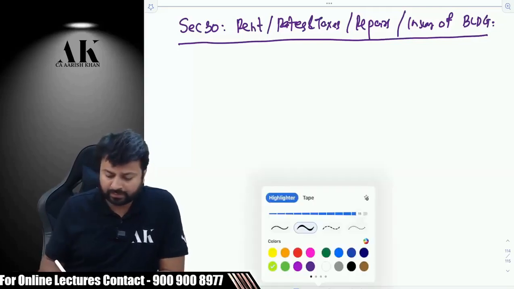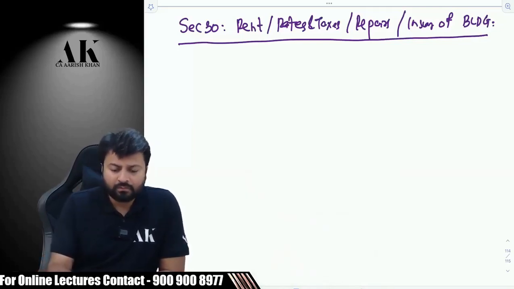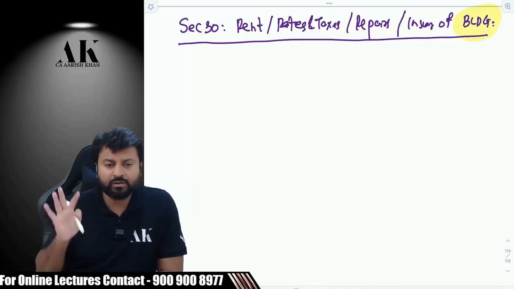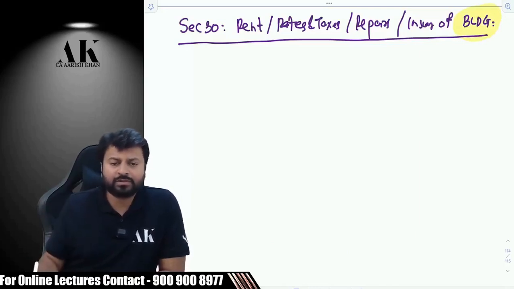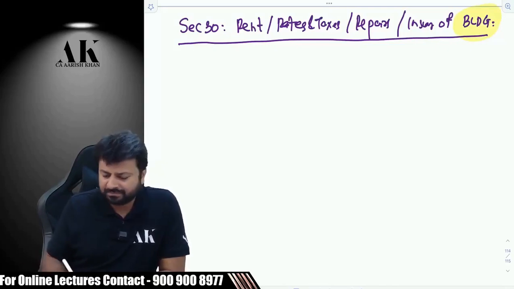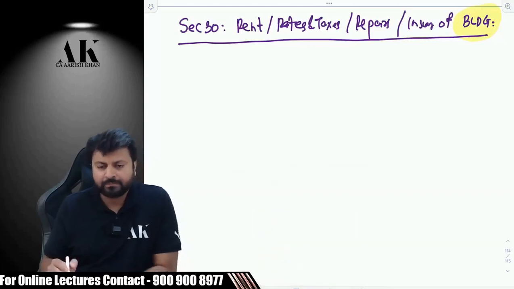Now pay attention, please, all of you. What is the building used for? Obviously, you should not ask that question at all. The building is used for the purpose of business or profession. There is no second thought in that, right? Building will definitely be used for business or profession. Why should we think about it?